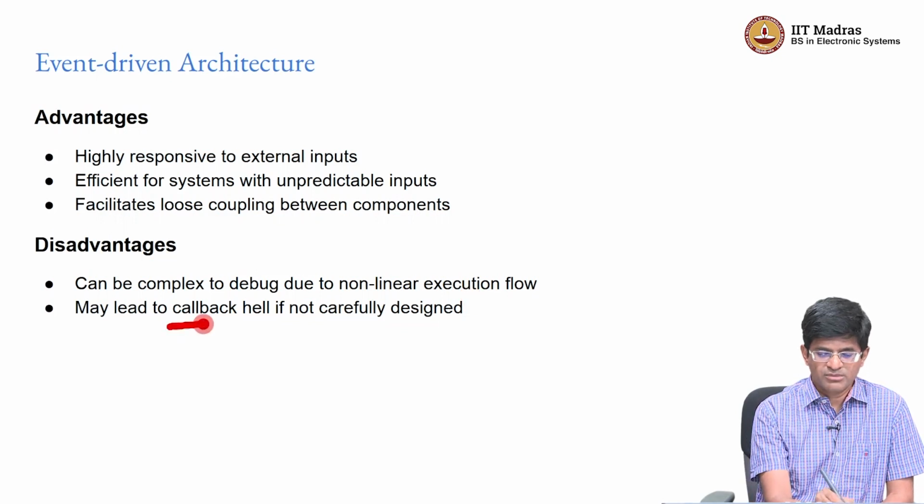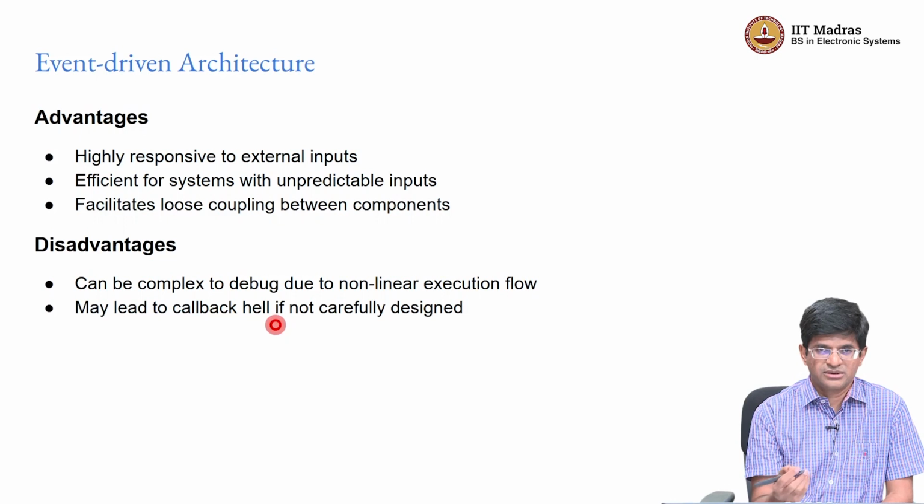And there is also this term callback hell, which basically says that you can end up in a scenario where a particular event calls back a function that in turn triggers something else that triggers some other events, and you can end up in a scenario where you don't know how you ended up in a particular function, or at least it becomes very hard to keep track of it.